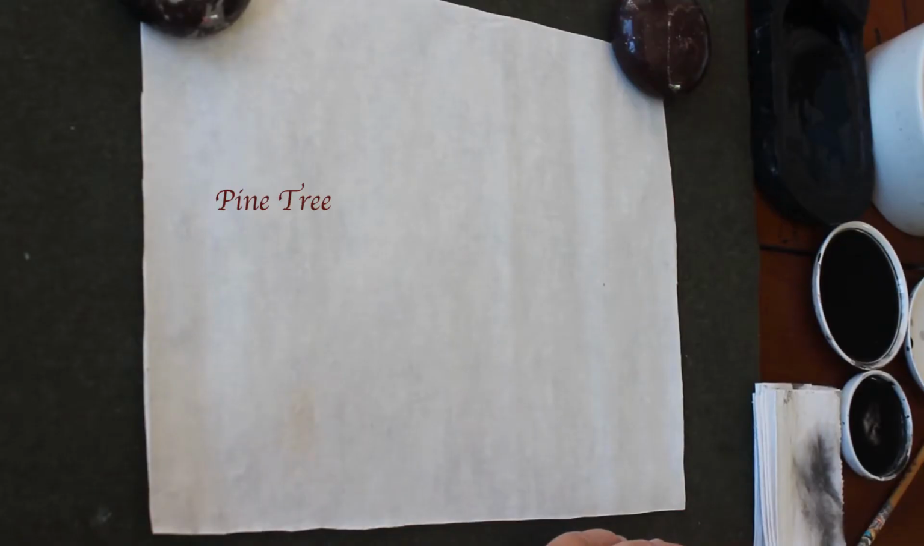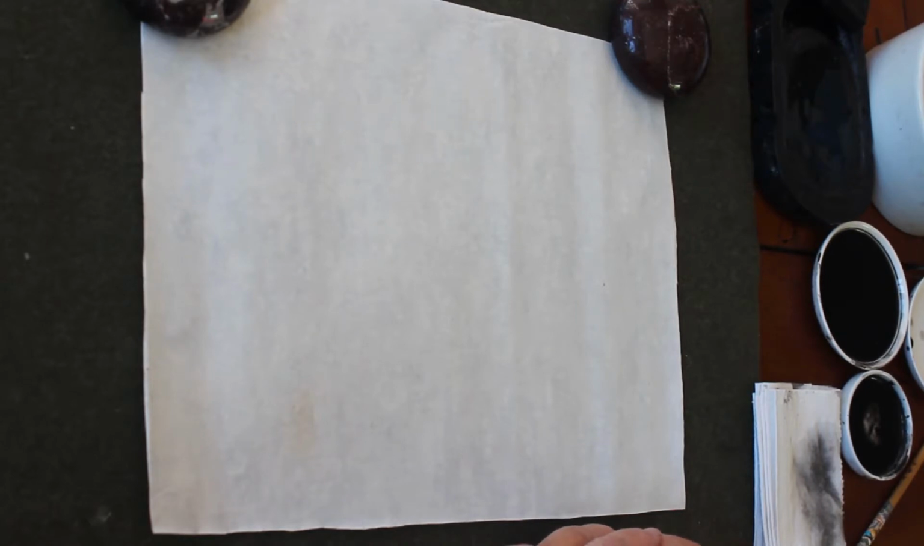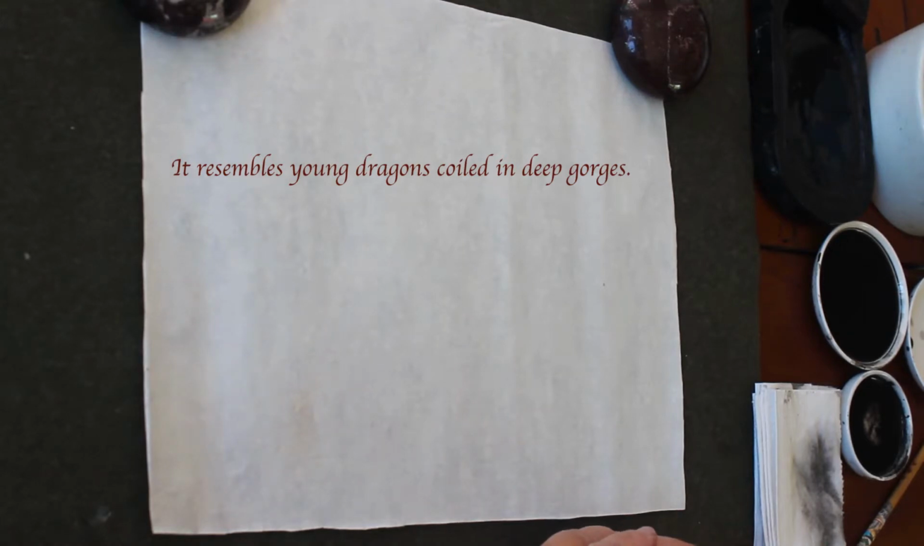Welcome to my class. Today I'm going to introduce two very important trees in landscape painting. The first one I'm going to introduce today is the pine tree. The pine tree is one of the most favorable subjects in Chinese painting. It resembles a young dragon curled in a deep gorge.